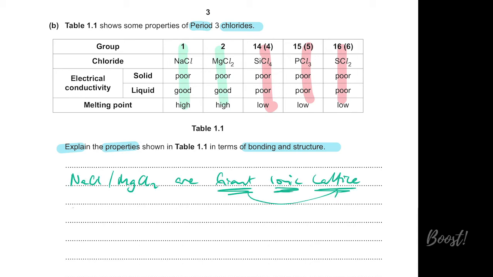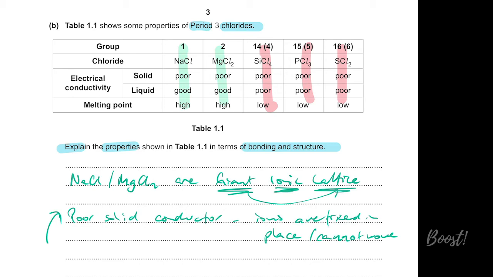So we want to first of all talk about the fact that NaCl and MgCl2 are giant ionic lattices. Giant is the structure here, ionic is the type of bonding. Giant kind of goes with the lattice. I don't think from the mark scheme that you'd be expected to necessarily write both words, but ideally you want to say ionic and giant lattice if you can, because that's talking about both the bonding and structure. Now you want to link that to the properties.